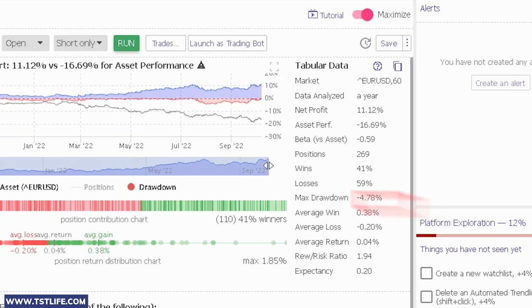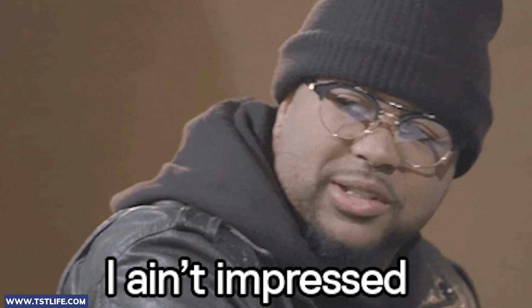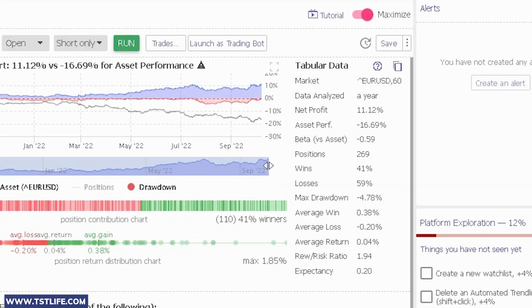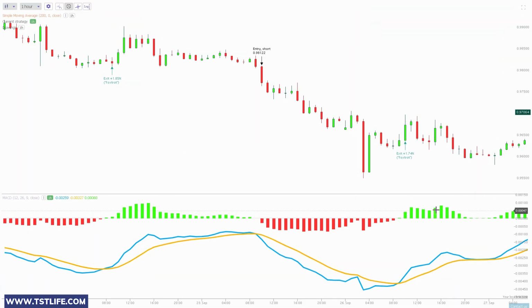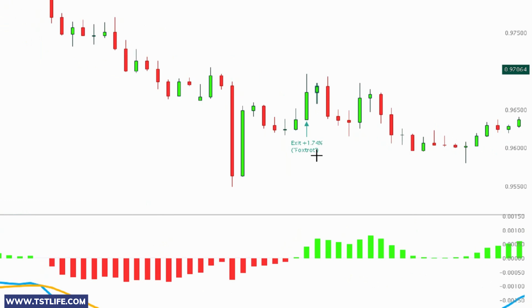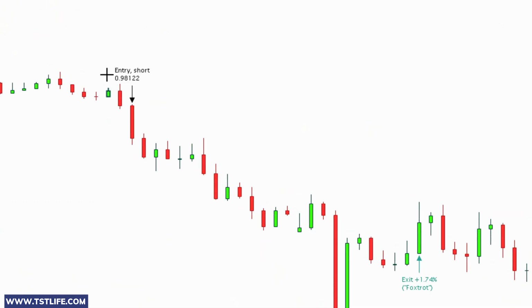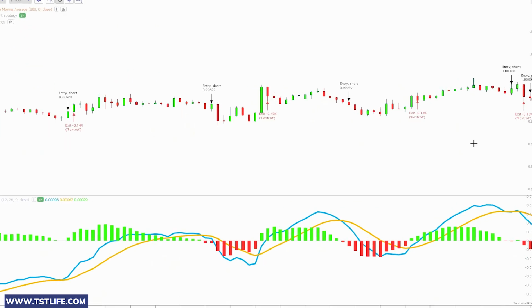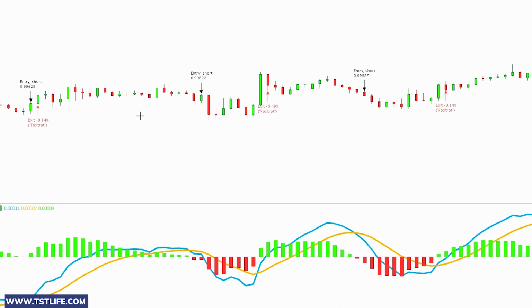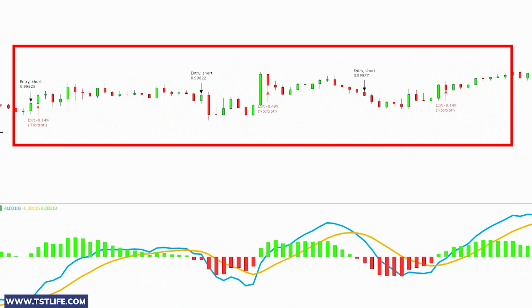Honestly, I'm not satisfied yet. I think we can still improve this strategy even more. We can look at the chart to analyze the entries and exits. This strategy generates plenty of false signals. You can easily see that here. We tend to have many false signals when the market is consolidating.